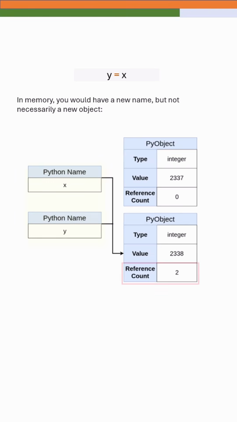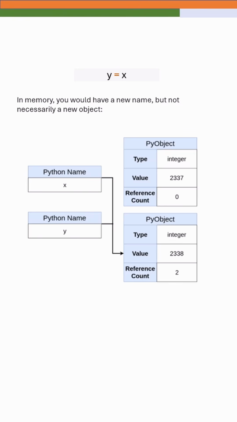The interpreter tracks how many names point to that object using a reference count. When no names or structures refer to it anymore, Python's garbage collector frees that memory automatically. So the reference count increases when another name points to the same object.